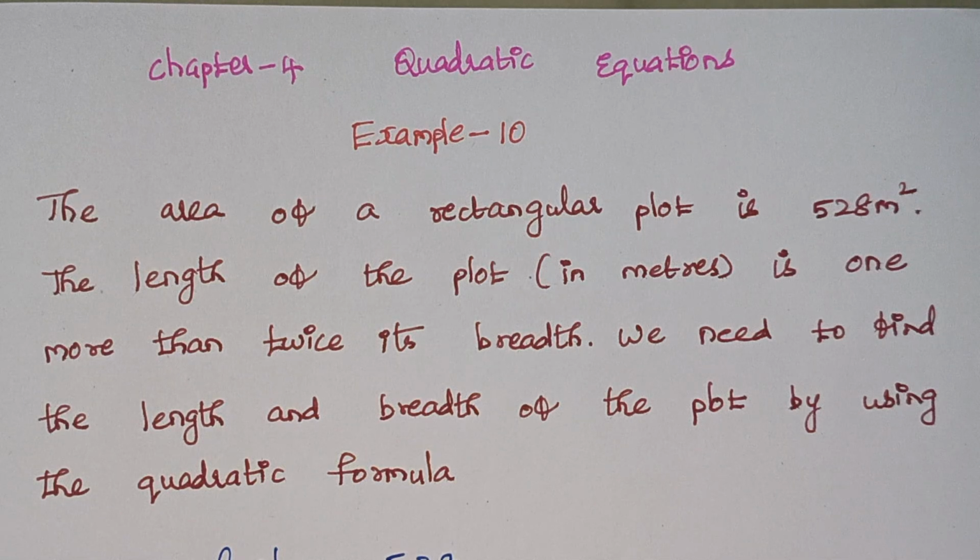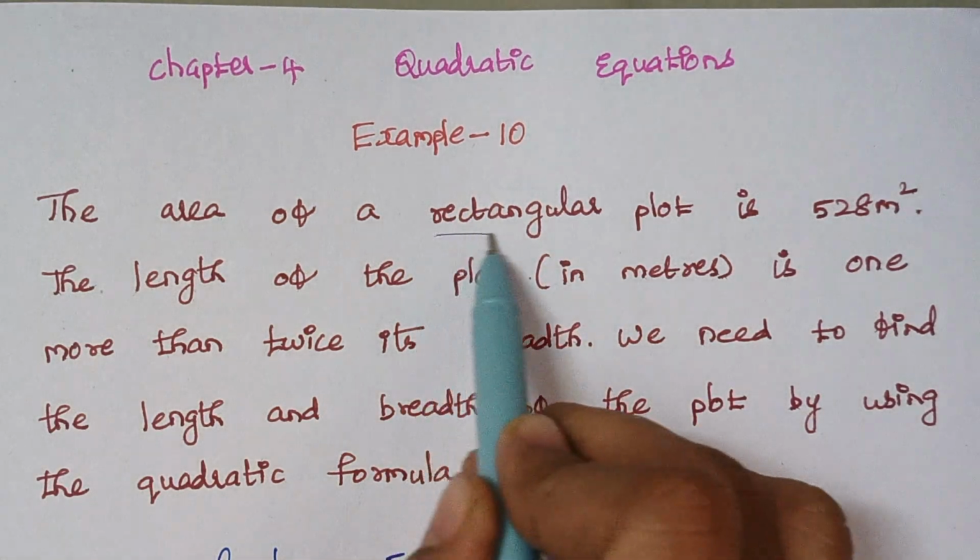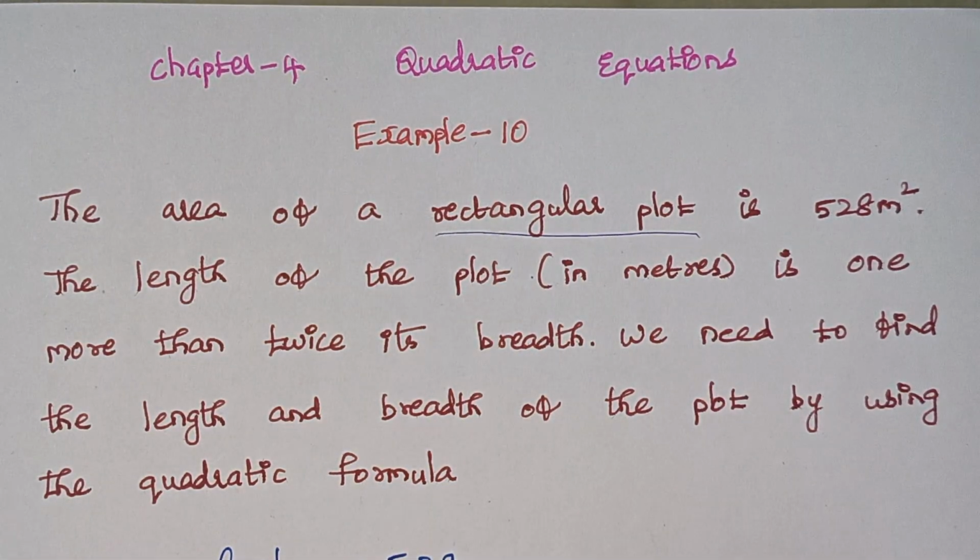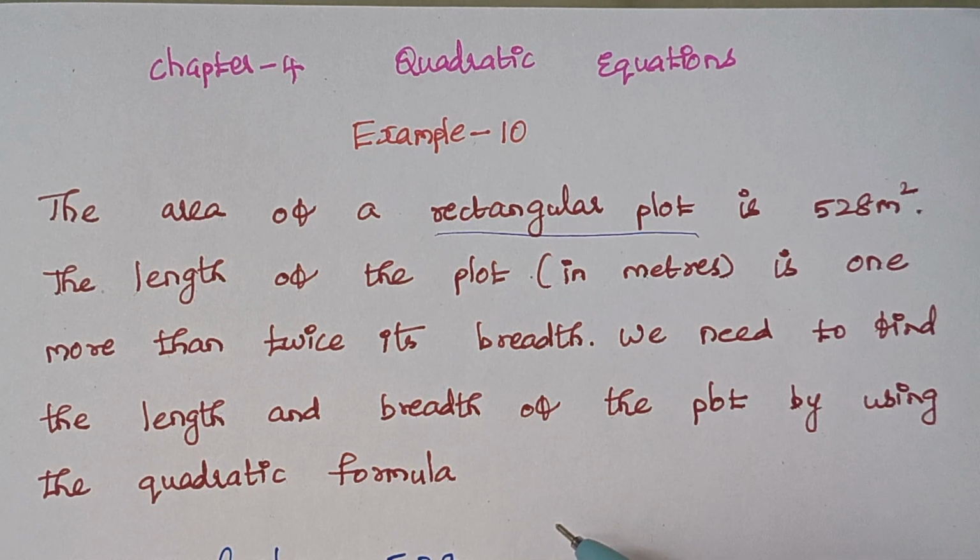So here area is given. The relationship between the length and breadth is given. Finally, we need to calculate the values of length and breadth. So here it is a rectangular plot. So for a rectangular plot, what is the formula for area? It is length into breadth.